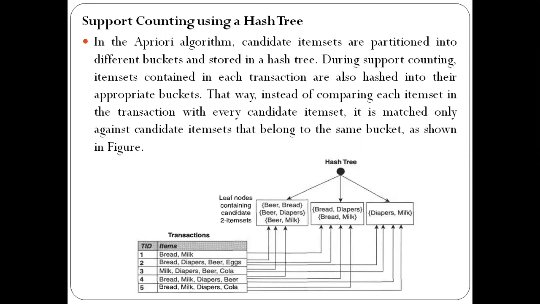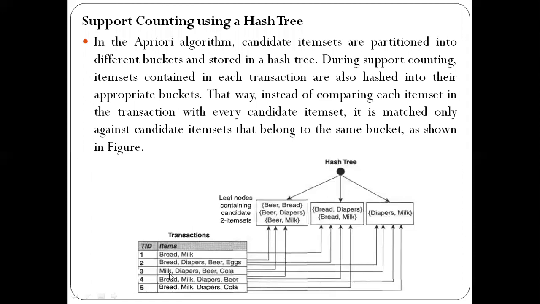In this hash tree method, we will partition the candidate item sets and keep those item sets in buckets. The candidate item sets are stored in the buckets of the hash tree. Also, the transactions will be partitioned, and they will be stored in the buckets of the hash tree. Here, these are the candidate 2 item sets. They are partitioned into different buckets, placed in the different buckets of a hash tree.